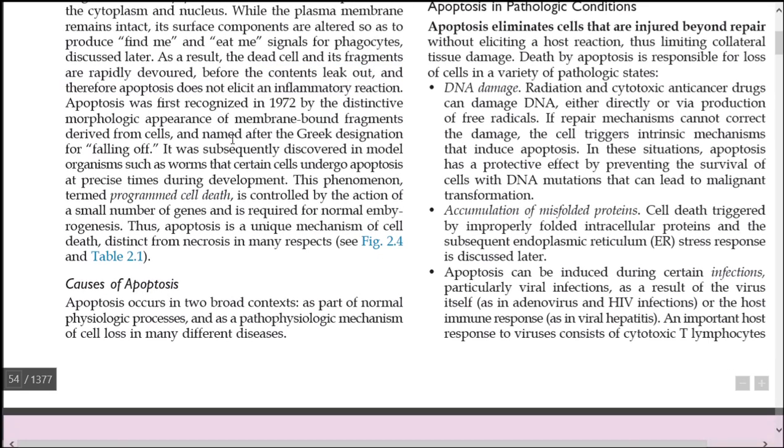Next, apoptosis is commonly called programmed cell death because this process is controlled by the action of a small number of genes and is required for normal embryogenesis. Apoptosis is important for normal embryogenesis to occur. Without apoptosis, we can't expect a normal embryogenesis process. So it is a unique mechanism of cell death which is different from necrosis in many aspects.